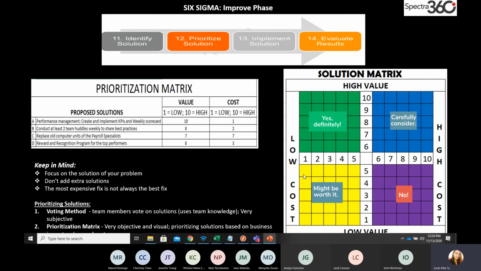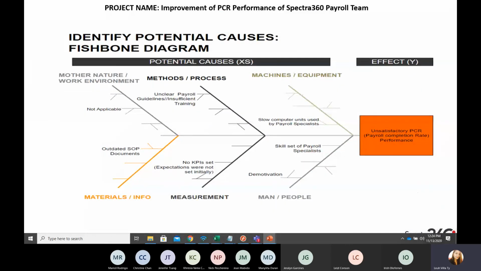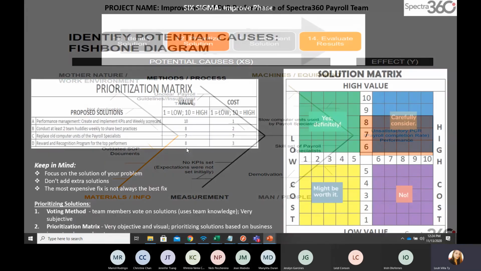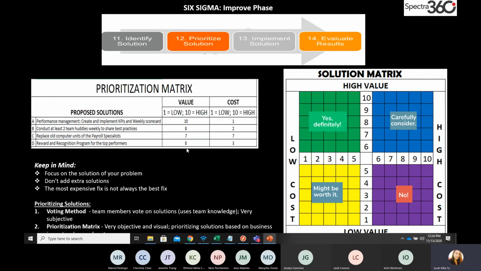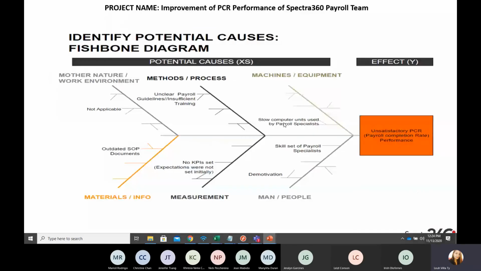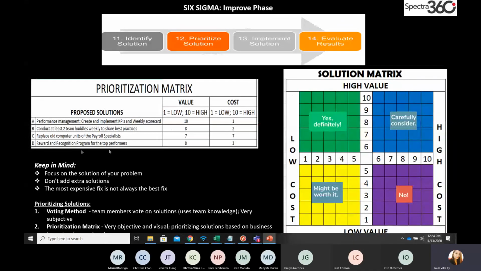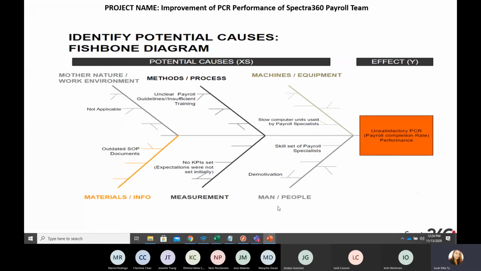The second proposed solution that I have was to conduct at least 2 team huddles or meetings weekly to share best practices. This, I think, will address the skill sets because, of course, we get to share best practices. This will also address unclear guidelines because we have to discuss whatever guidelines are not clear and we can clear them out. And eventually we can update SOP documents. So it addresses a lot of things. The third one is replacing old computer units. This will address slow computer units. And then number 4, rewards and recognition. This will address demotivation. Okay, so that's how you create your solutions.